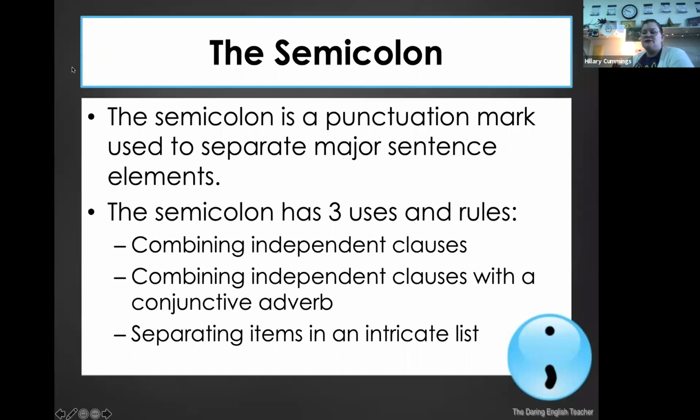All right, so that's our colon lesson. Next, we're going to talk about the semicolon, which is a punctuation mark used to separate major sentence elements. The semicolon has 3 uses and rules: to combine independent clauses, to combine independent clauses with a conjunctive adverb, or to separate items in an intricate list.